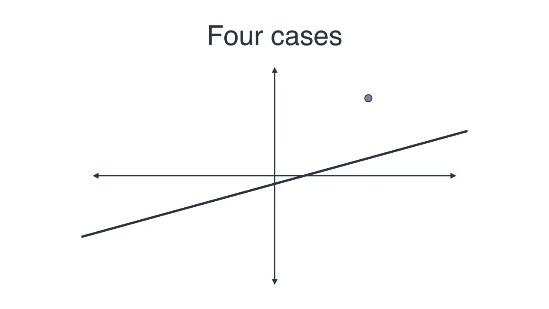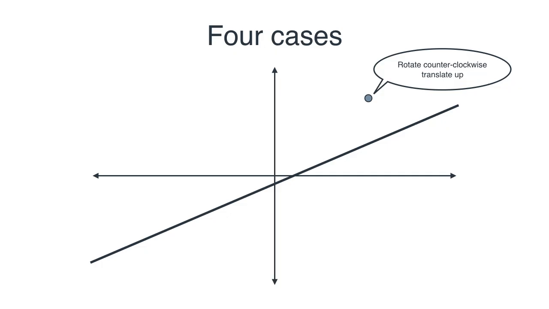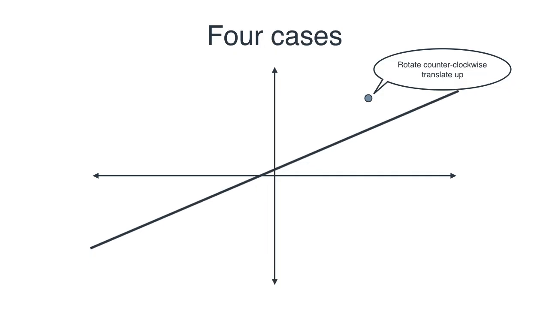Let's say the point is over here and the point says come closer. So for that, we want to rotate the line counterclockwise like this and then translate it up like this. That is equivalent to increasing the slope and increasing the y-intercept.